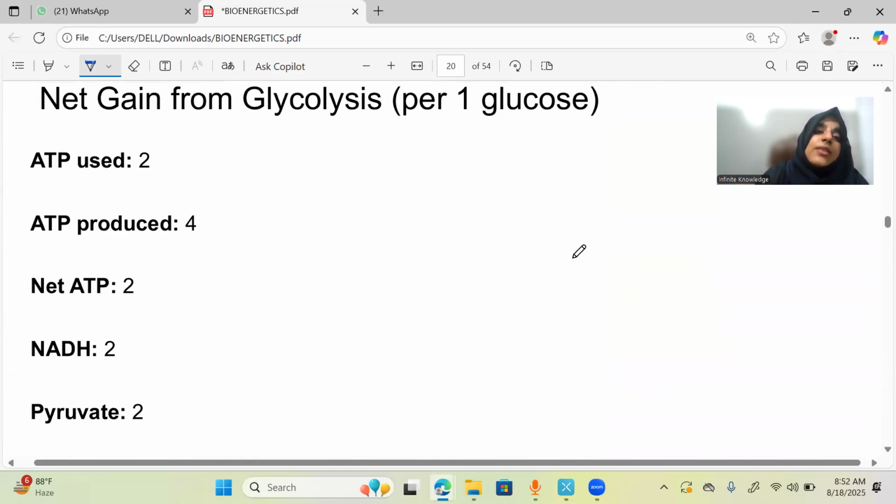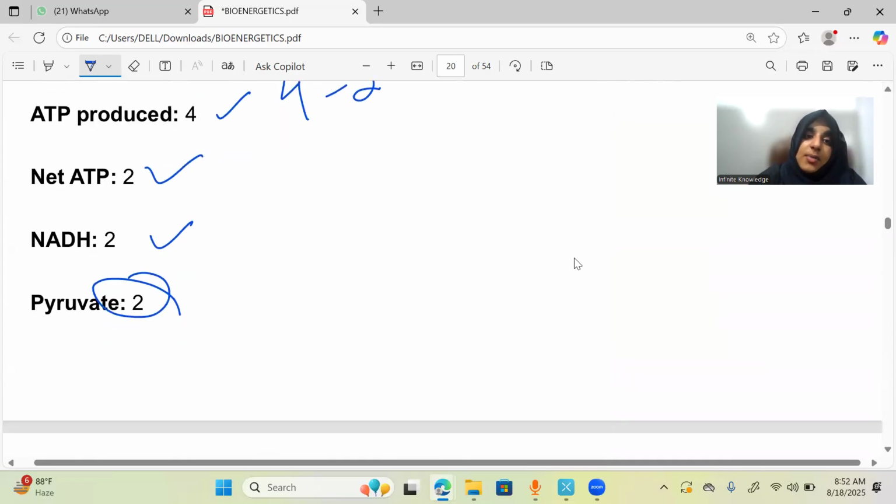Right. Now the net gain from glycolysis. The ATP used are 2, produced are 4. So 4 minus 2 makes the net yield, which is 2 ATP. NADH are 2 and pyruvate also, 2 pyruvates are produced.